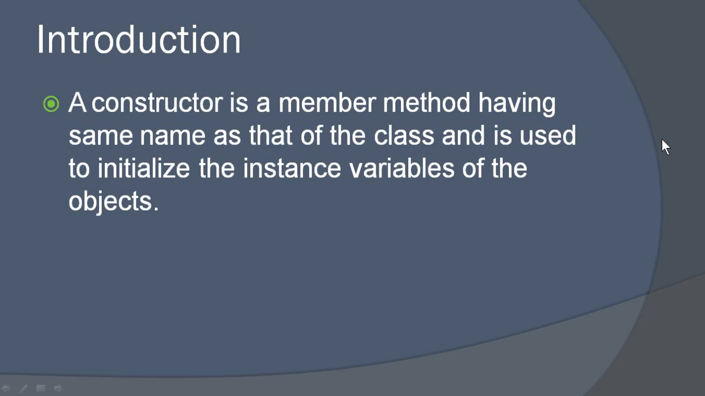So first, you are going to see what a constructor is. A constructor is a member method having the same name as that of the class and is used to initialize the instance variables of the object. So it is the same as your functions. The only difference is it will have the same name as the class. Normally, functions don't have the same name as the class. They have different names like input, calculate, and display.